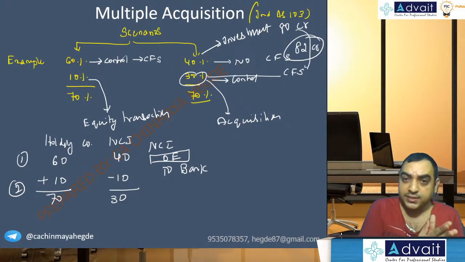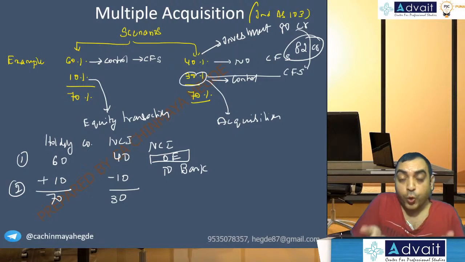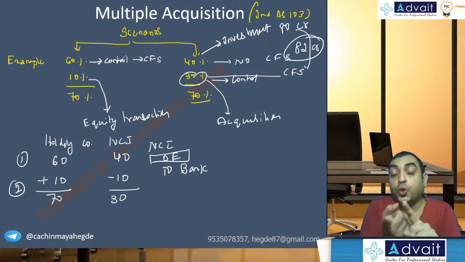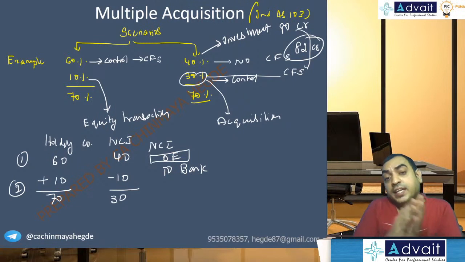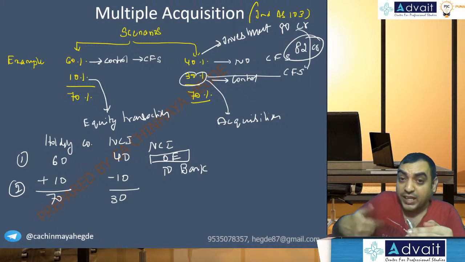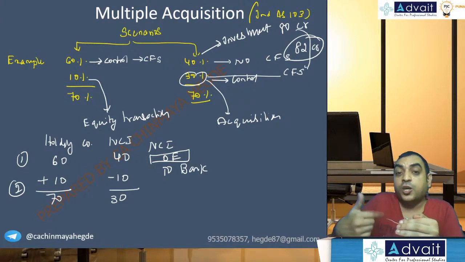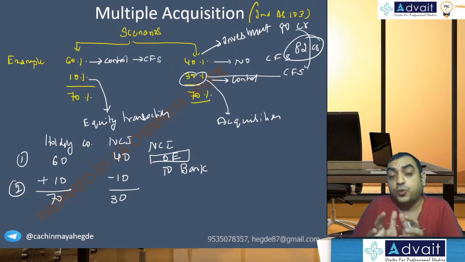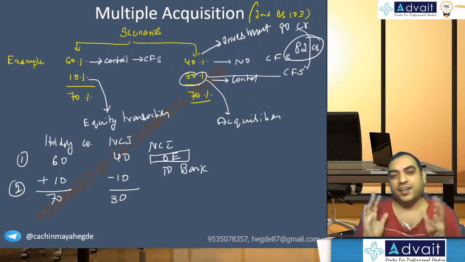So in the first case, NCI decreases, holding company share will increase by way of a payment. The difference should go to other equity, not to P&L, reserves and surplus basically. In case of the second, where control is acquired in multiple stages, the previously acquired investment should be revalued and the differential amount should be transferred to P&L account. There's a very beautiful logic behind this, but I cannot go in depth at this point in time because we have a time constraint.